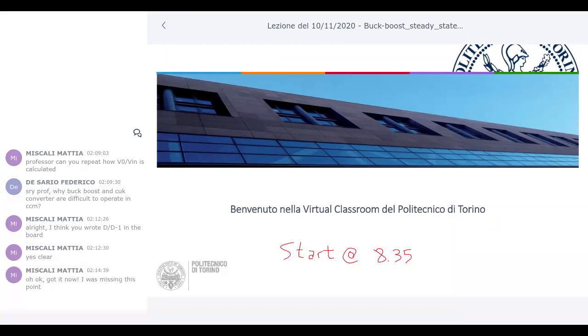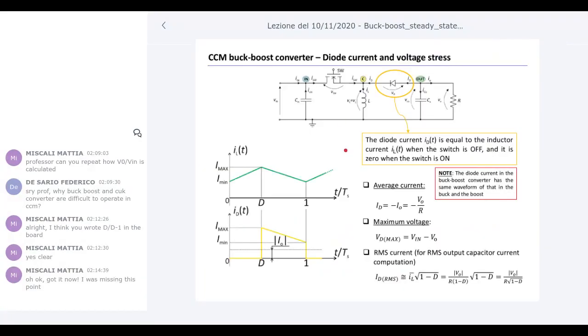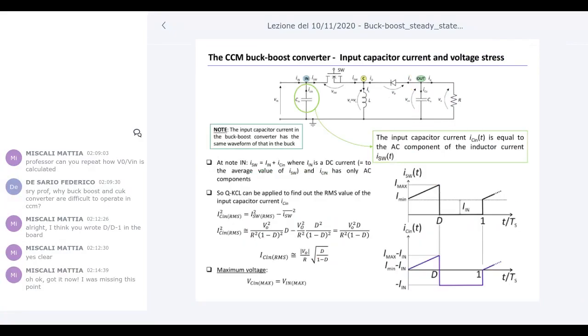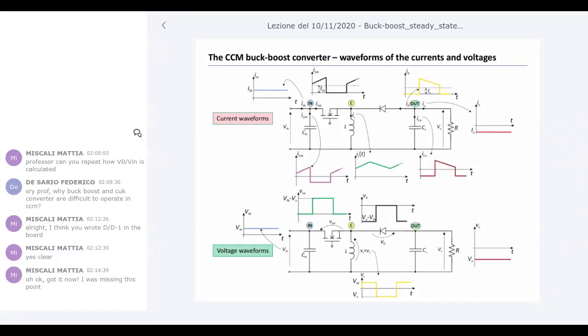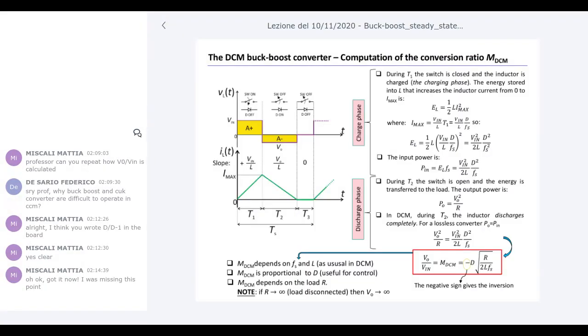Let me change the slides. Of course, what I said is already written here. Here you have the standard diagram with all the current and voltage waveforms that are typical for a PWM converter. And what I would like to talk about here is the DCM. As I said at the beginning of this discussion, DCM is the standard operating mode for the buck boost.